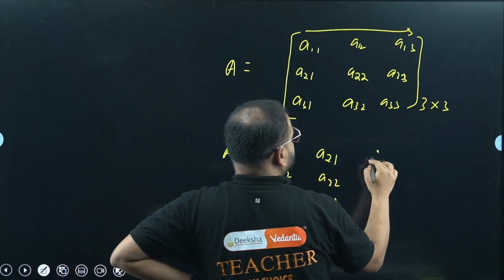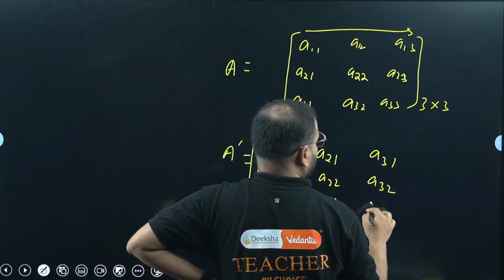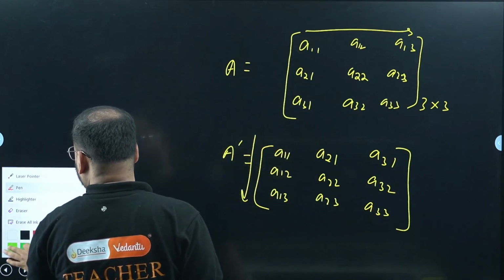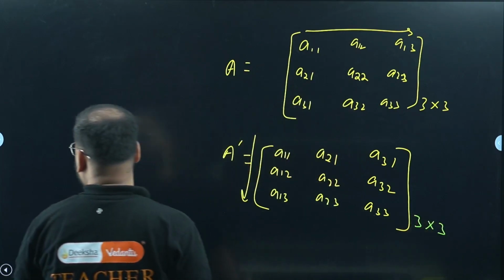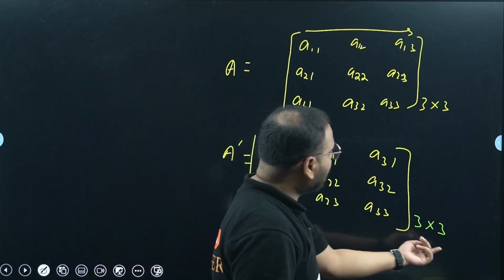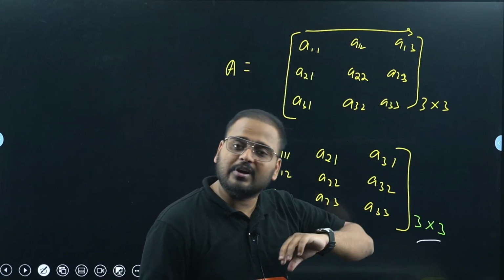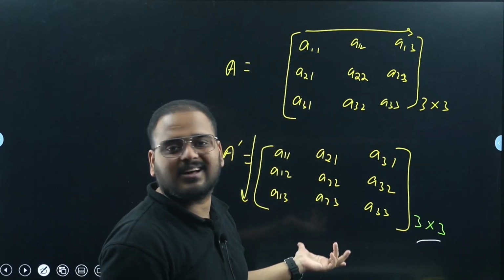What about this one? A31, A32 and A33. What is the order of the matrix? Again same thing. There's an important thing to note here: whenever you have a square matrix, you don't have to write everything again. What we do actually in transpose is we take all the rows and write all the rows as columns, and this is our answer. Okay.